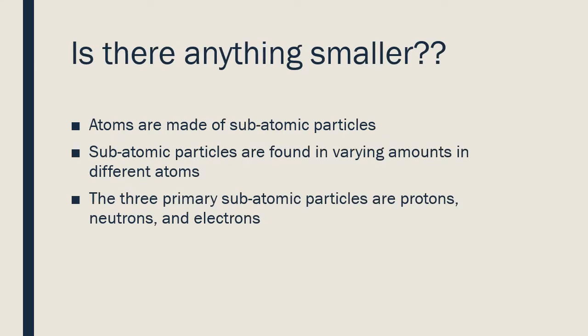There are things that are smaller than the atom, however. Atoms are made of subatomic particles. These are the various particles that are found inside the atom that make each atom for each element unique. And so there will be varying numbers of each subatomic particle inside different atoms. There are many different subatomic particles. In fact, all the subatomic particles are then made up of even smaller particles. But the three we're going to talk about today are protons, neutrons, and electrons.